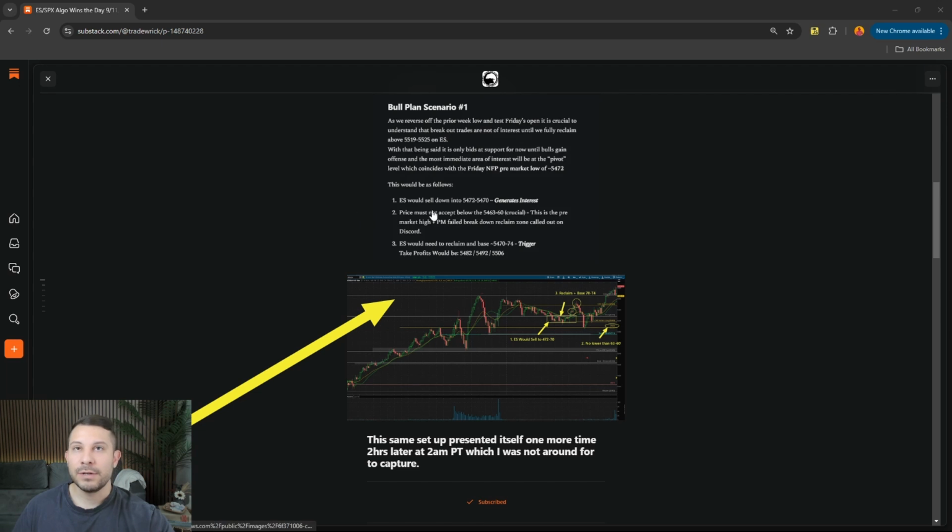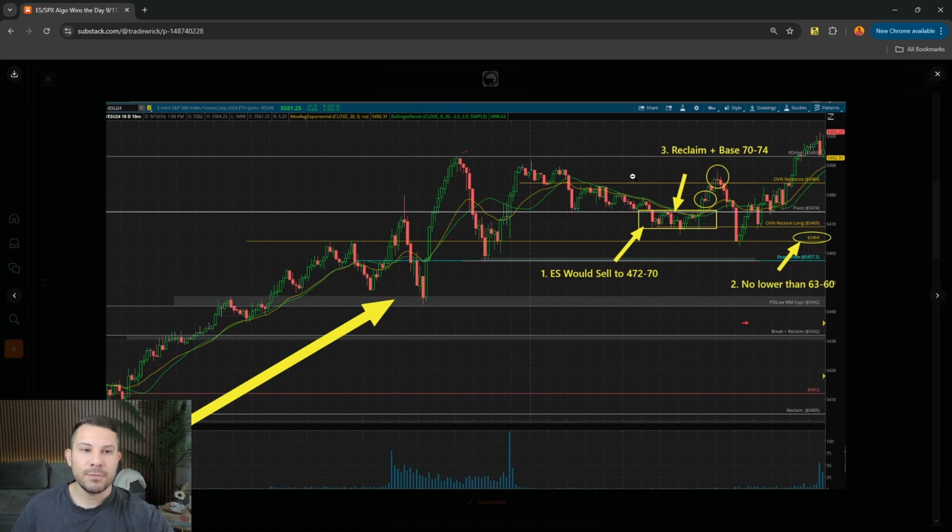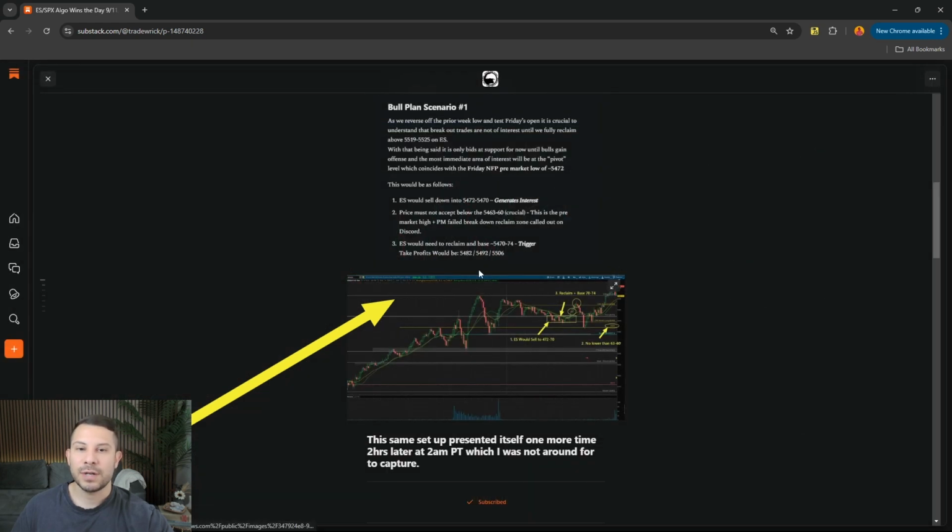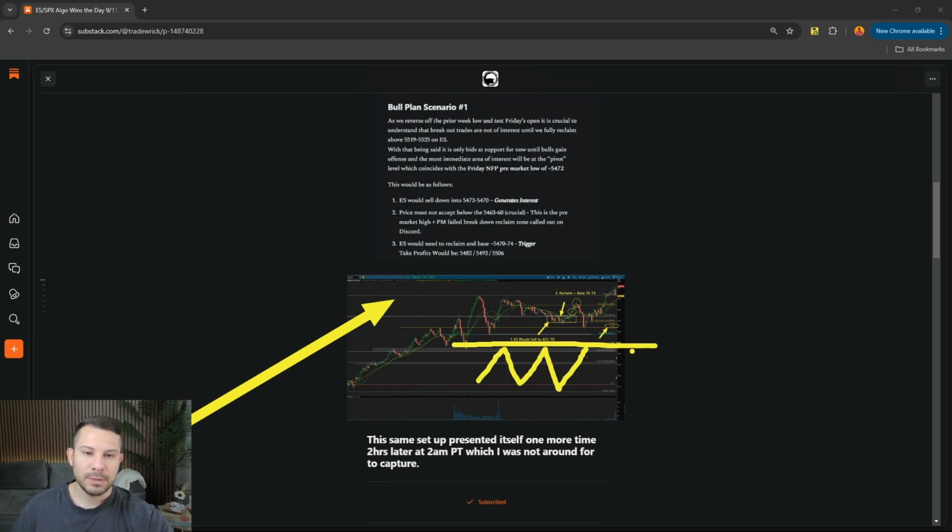So the first area of interest would be ES selling down to 54.72. That would generate interest. At the time, we were trading at about the 54.90s when I released the newsletter. So we were trading way higher, 20 points higher. Price must not accept below 63 or 60. In other words, price should not trade sideways below a certain level, right? Acceptance is trading below, in other words, below the 63 zone.